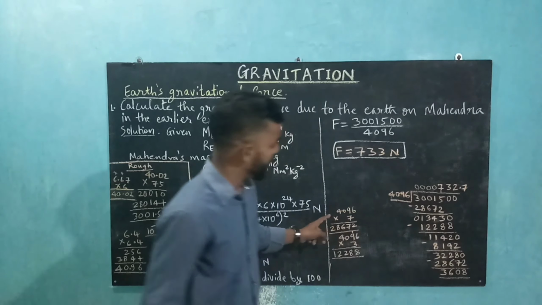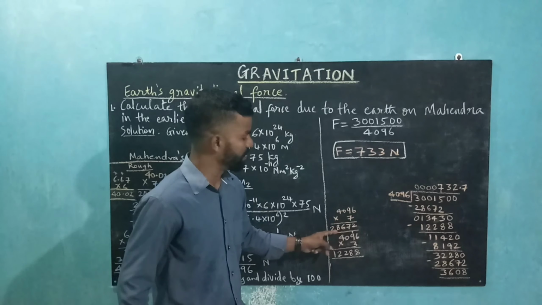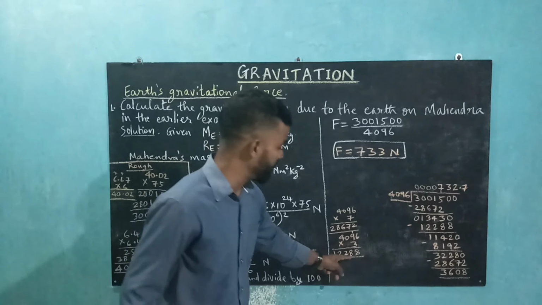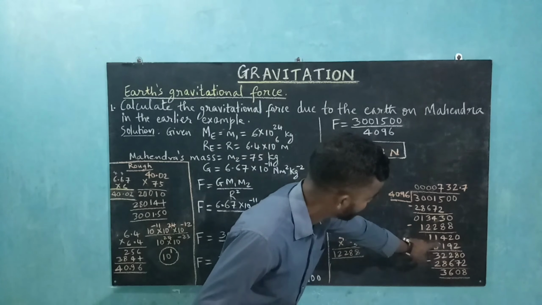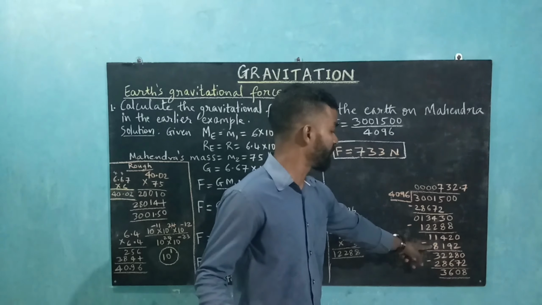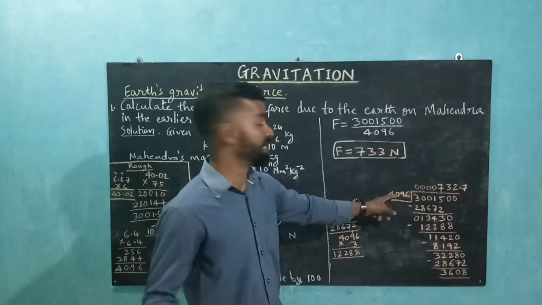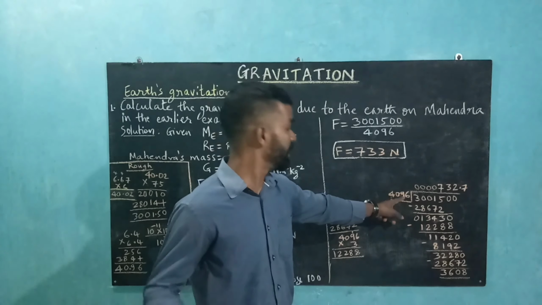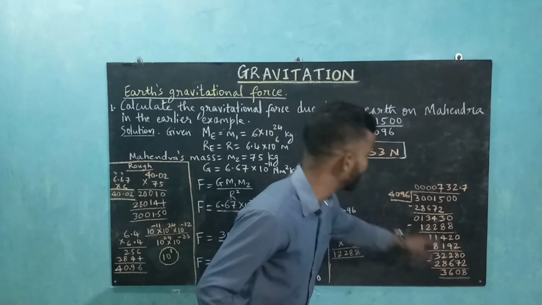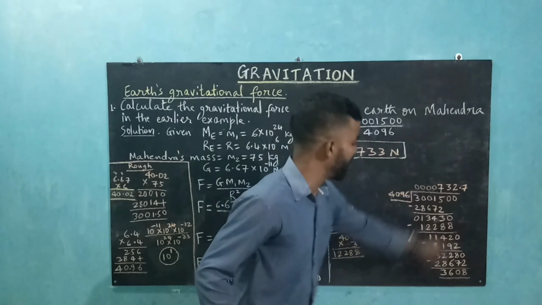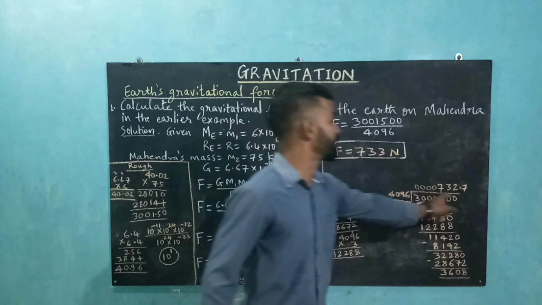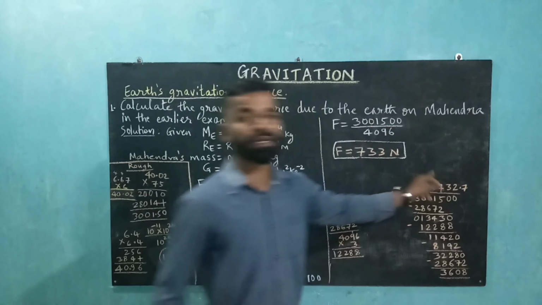These two multiplications I have shown over here: 4096 into 7 is equal to 28,672, and 4096 into 3 is 12,288, and this is the remainder 11,420. Then 4096 multiplied by 2 is 8,192. So 4,000 plus 4,000 is 8,000, and 96 plus 96 is 192, so 8,192, and this is the remainder 32,280. Again we are getting 4096 multiplied by 7, 28,672, and we consider this as the final remainder. So this is the answer for this division, 732.7.